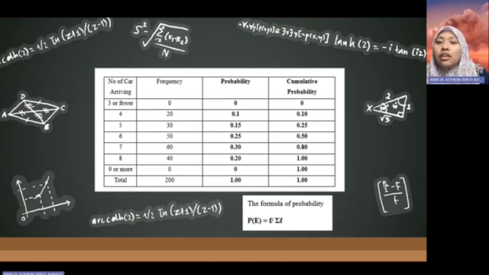0.50 added with 0.30, we will get 0.80. So 0.80 plus 0.20, we will get 1.00. And 1.00 added with 0, we will get 1.00. The total cumulative probability is 1.00. So this is the final answer for the probability and cumulative probability.